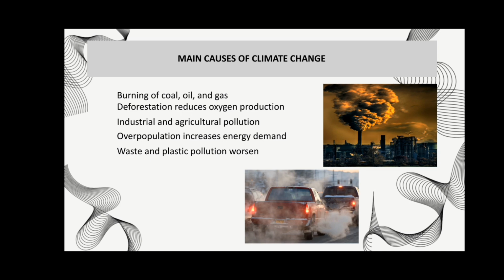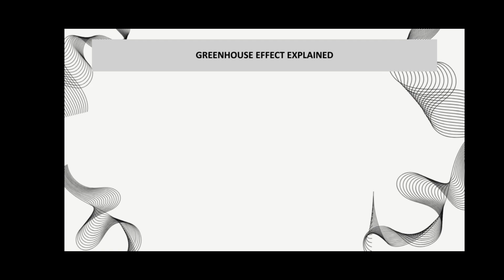One major cause of climate change is the burning of fossil fuels, such as coal, oil, and gas, for electricity and transportation. Deforestation is another big problem because trees that should absorb carbon dioxide are being cut down. Factories and farms also release harmful gases that pollute the air. As the population grows, the demand for energy and resources increases too. Lastly, waste and plastic pollution make the earth even more toxic. All these activities release gases that trap heat, leading us to what we call the greenhouse effect. Now let's move on to the greenhouse effect.